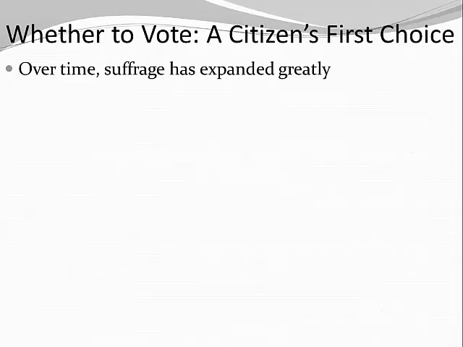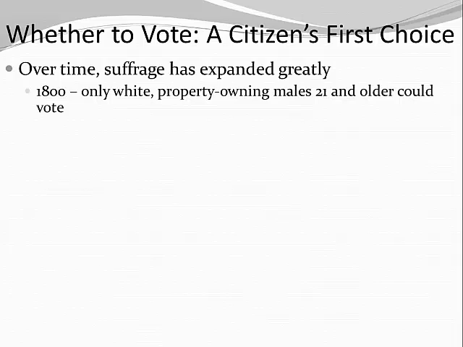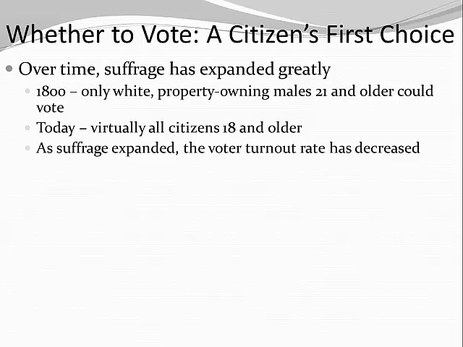Okay, so let's talk about whether to vote, a citizen's first choice. Over time, suffrage, or the ability to vote, has expanded greatly. In 1800, that election we just talked about, only white property-owning males 21 and older could vote. So that is an incredibly small percentage of the population. Today, virtually all citizens 18 and older are eligible to vote.